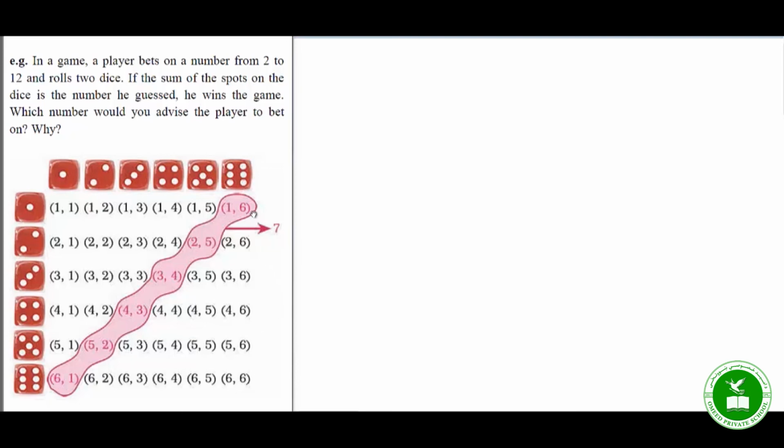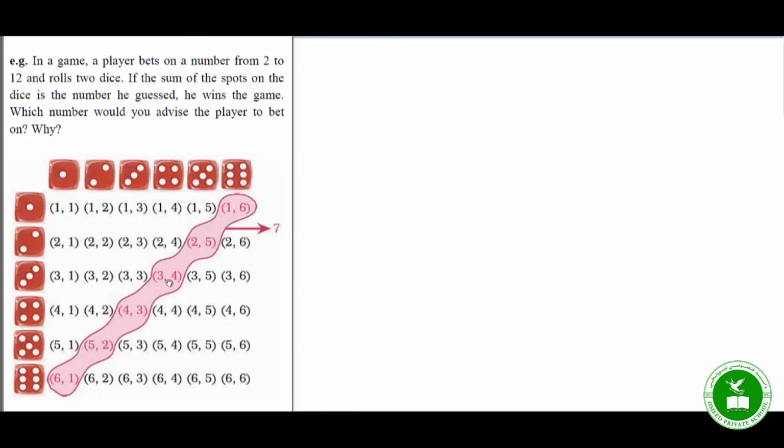So as you see in here, the most possibility is for 7. The sum 7. It means that the sum of the numbers obtained from these two dice is 7. So the most possibility is for 7. So it will be better that the player bets on the number 7. Why? Because the highest probability is for 7.